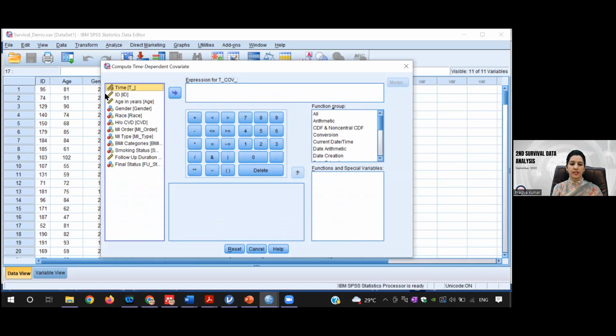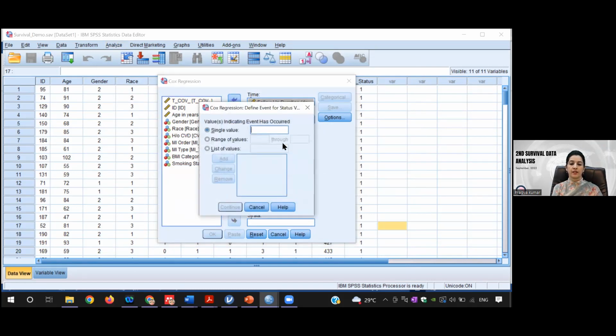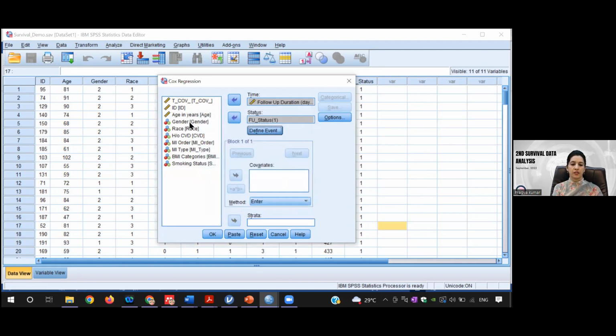If you click this, there is an appearance of a new variable, T underscore. You enter this variable here and then click on this model. Now if you click on this model, this will be exactly the same. So here we perform hierarchical regression. I will put the follow-up duration here, final status here, and define the event as 1. Continue. Then I have to put age, gender, smoking, BMI.